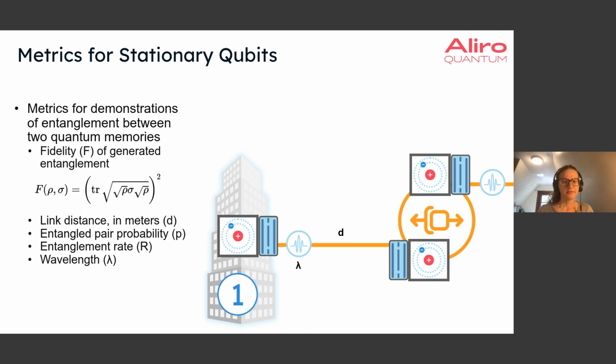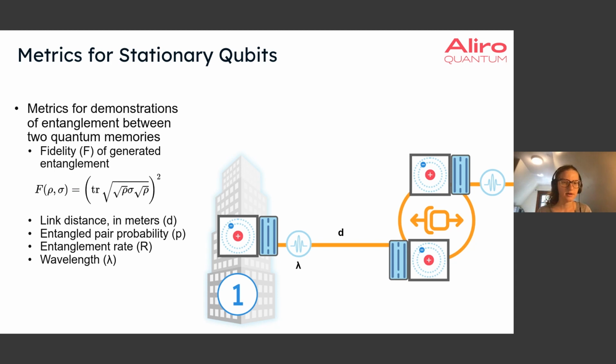So in order to kind of draw some comparisons between some of these qubits, it's useful to look at certain metrics which are relevant to quantum networking. So on this slide, I'll explain what some of these metrics are, and then on the following slide, we'll compare those specific metrics for some of the different types of qubits that we've just discussed.